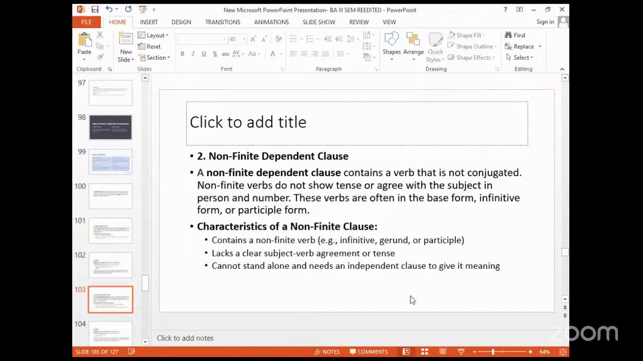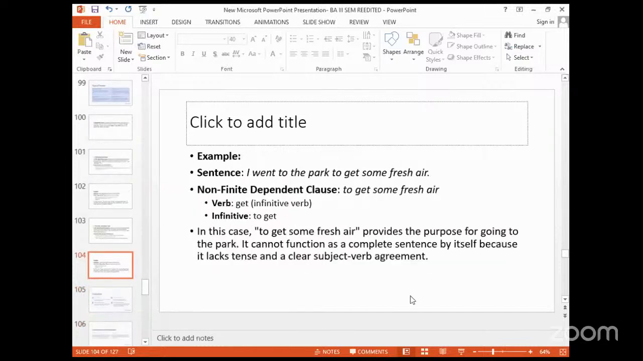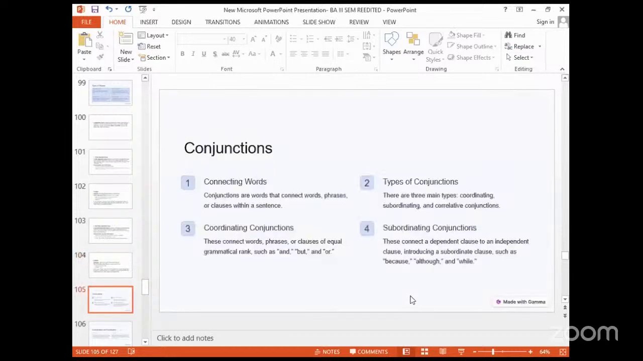For example, I went to the park to get some fresh air, right? So here, the verb get is an infinitive verb, to get, right? Whenever it's preceded by to, it's an infinitive. So in this case, to get some fresh air provides the purpose for going to the park. It cannot function as a complete sentence by itself because it lacks tense and a clear subject-verb agreement.